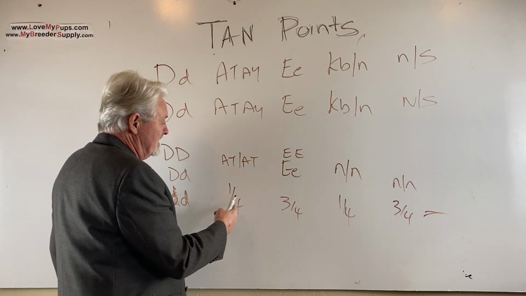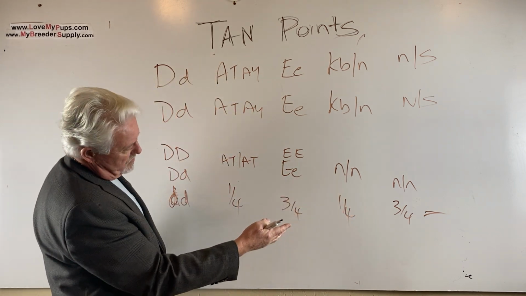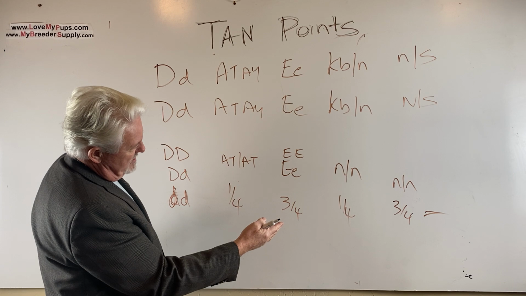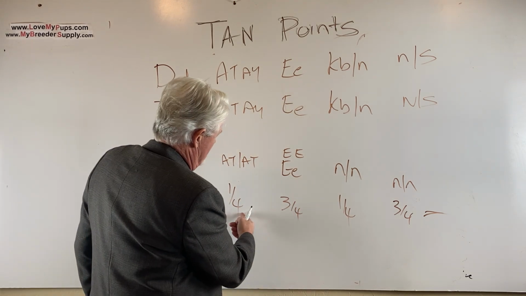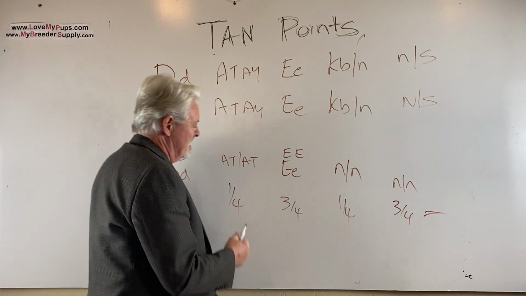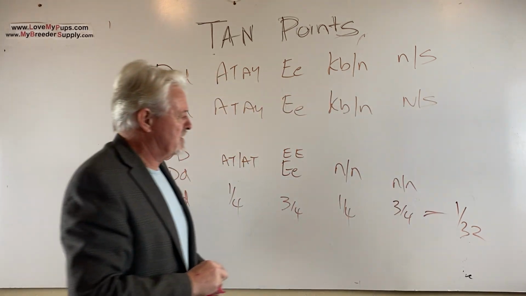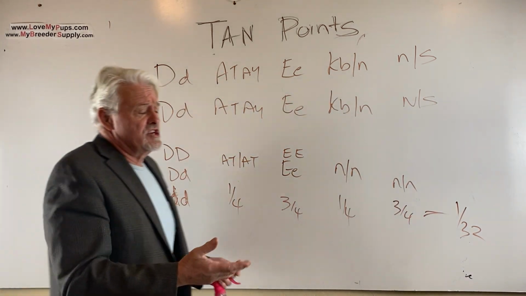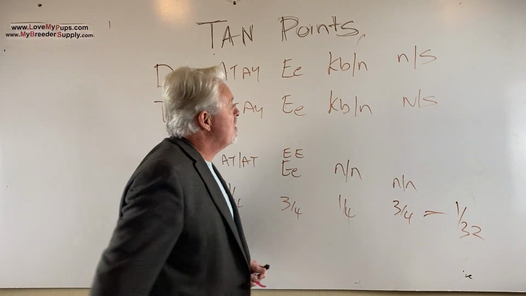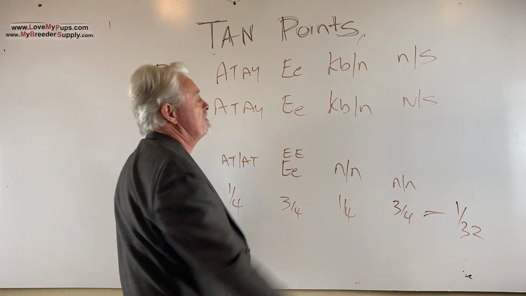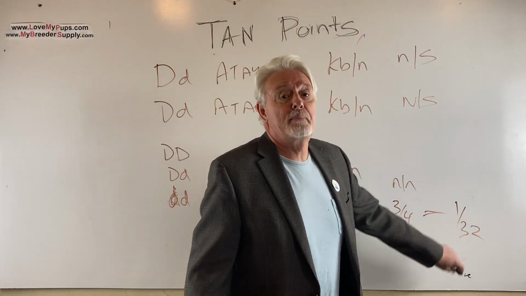So let's see here. Well, 3/4 by 3/4 is what, 6 over 16, like a third. So it's a quarter by quarter essentially. So that's a 1/32. That's not quite exactly right, but it's damn close to being right. So you can see what the chances are of getting a tan-pointed dog out of those two dogs that have nothing to do with tan points and all the things that we don't want for tan points. The answer is not very good, but it can happen.